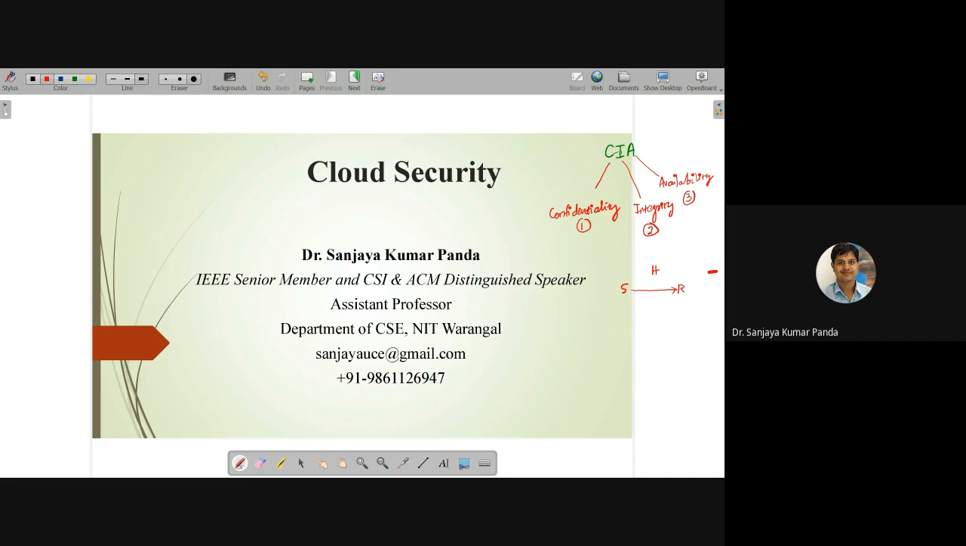Availability says that if you are an authorized user, you can access your data and resources as and when required. There is no point in stopping you from getting your data and resources. That means enabling access to data and resources. But if a user is an unauthorized user or an intruder or a hacker, the data is not going to be available to that particular user, right? So security always focuses on three things: confidentiality, integrity, availability.